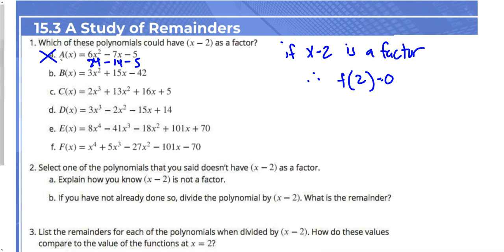All right. And let's pick another one. We'll do C and we'll do E as well. Okay, so 2 times 8 is 16. 13 times 4 is 52. 16 times 2 is 32. And 5. Nope, C doesn't work either.